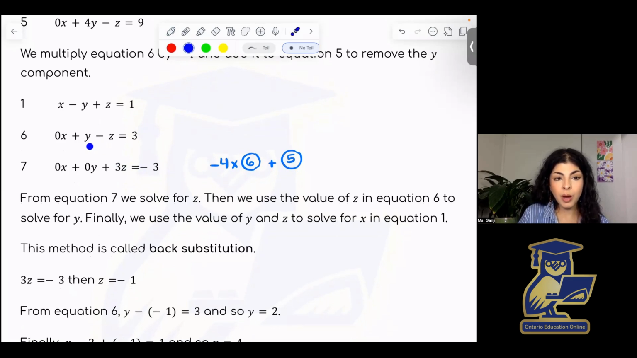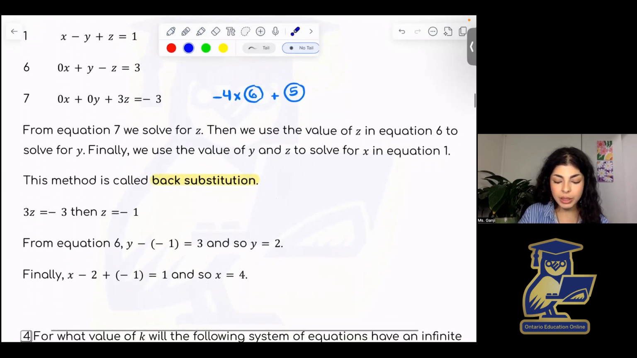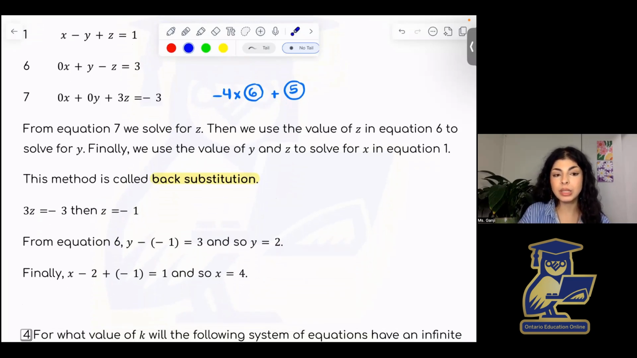And then you solve for y here. You have z and y, and now you can solve for x here. And this is called back substitution. And the idea is you're just finding the variables in a backwards order, but also you are starting from your last equation and then substituting back here and then substituting back here, and eventually you will solve for all of your different variables. So again, from equation 7, we have z is equal to -1, and substituting into equation 6, we get y is equal to 2, and finally, x would be equal to 4 here.